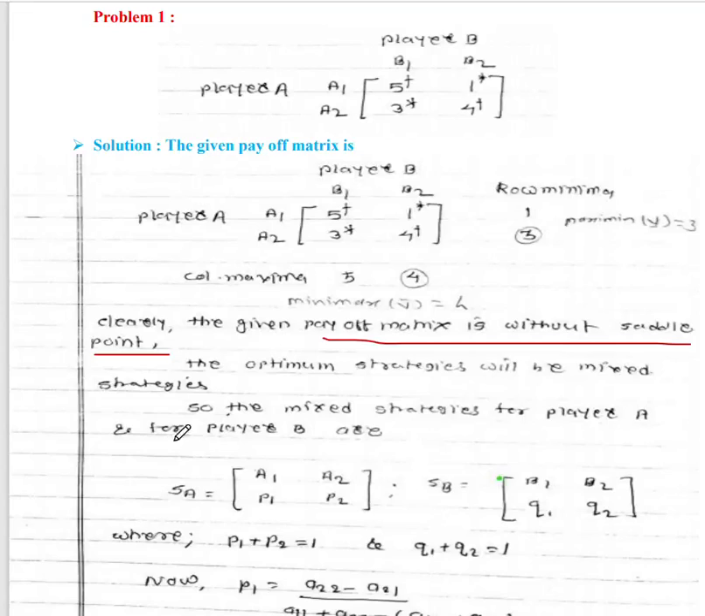The mixed strategies for player A and for player B are given as follows. Mixed strategy for player A: A1, A2 with probabilities P1, P2. Mixed strategy for player B: B1, B2 with probabilities Q1, Q2. The conditions are P1 plus P2 equal to 1 and Q1 plus Q2 equal to 1. Here we have to find P1, P2, Q1, Q2. Then we will find the value of the game.